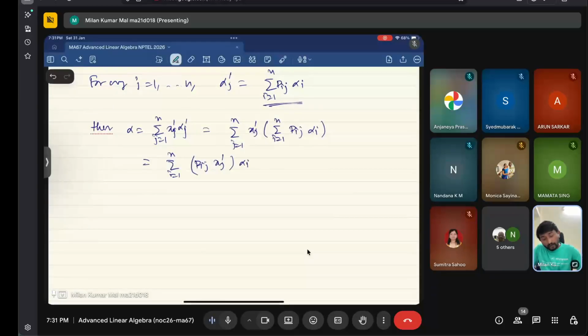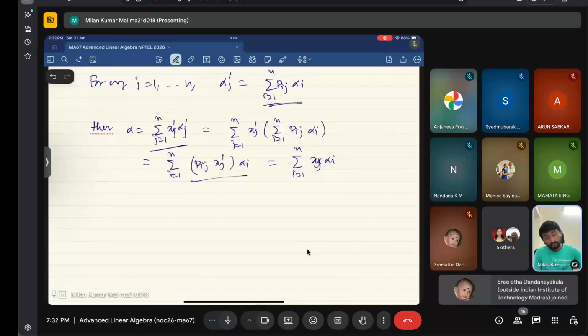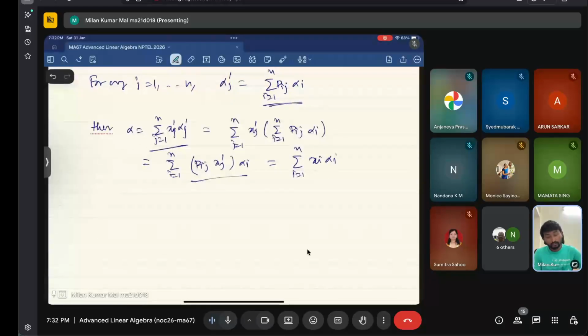But remember, we started with the linear combination in terms of the second basis, and we came to the first basis. Already we have this fact that the vector equals the summation of xi alpha i, i equals 1 to n. This was the thing, so you can compare.